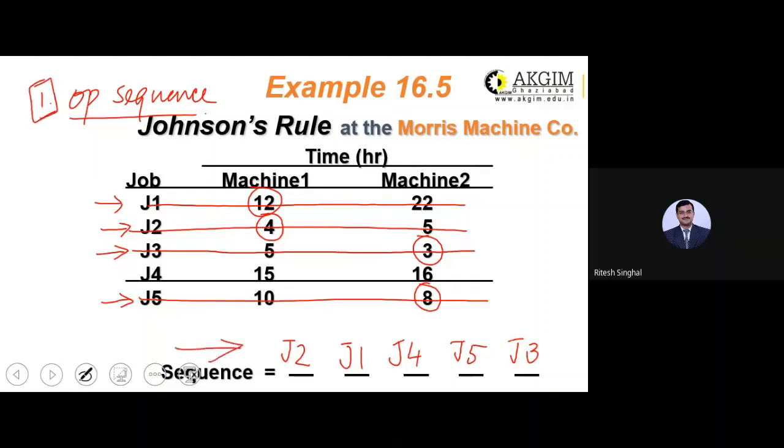So students, if you have these 5 jobs to complete, it is advised to you that you complete these jobs in this sequence, like J2, J1, J4, J5, and then at the end J3. Now we are going to see how much time is required if we are going to do these jobs in this optimal sequence. So let's see how this is to be done here.